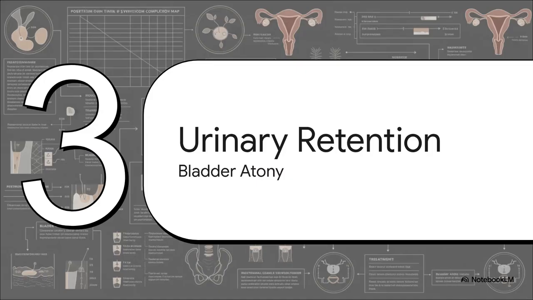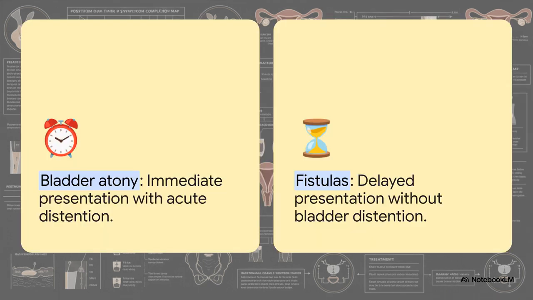And finally, Section 5, Postpartum Urinary Retention. Let's look at immediate urologic dysfunction. It is absolutely vital to differentiate the symptom timing here. Both fistulas and urinary retention involve the urinary tract, sure, but the timing is completely opposite. Think about it. Vesicovaginal fistulas take days to weeks to form as the tissue actually undergoes necrosis. And because the urine is constantly leaking out, the bladder doesn't distend.